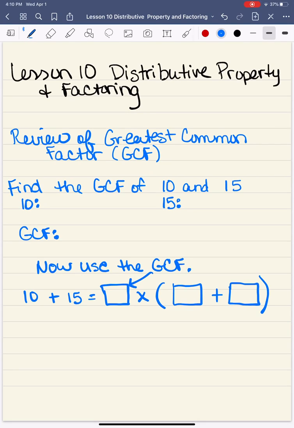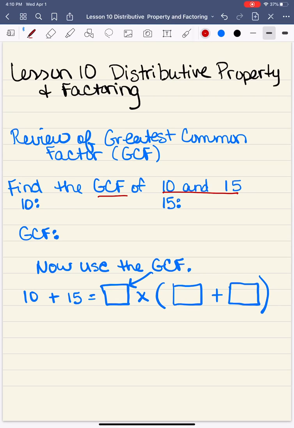For lesson 10, we're going to use distributive property again, and this time we're also going to factor using distributive property. So the first thing I'm going to do is just review us on greatest common factor. So I want to find the greatest common factor of 10 and 15.